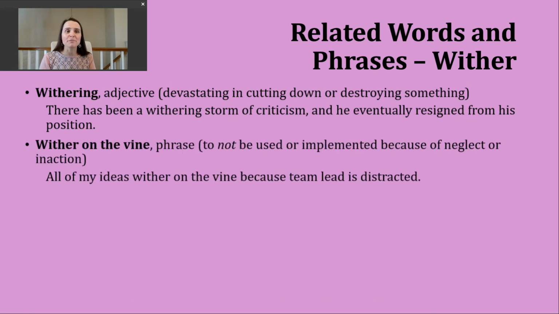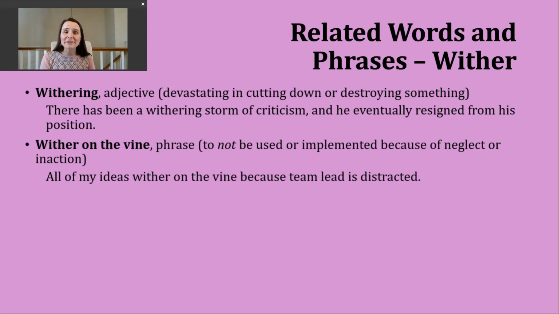Now, a phrase you might hear is to wither on the vine. So if you see this phrase used, it generally means that something is not being used or not being implemented. So many times it's referring to ideas, concepts, maybe a new product, something new, and these things don't get used or they are not implemented many times just because of an action. People are distracted, they're not paying attention, they're not thinking about something.